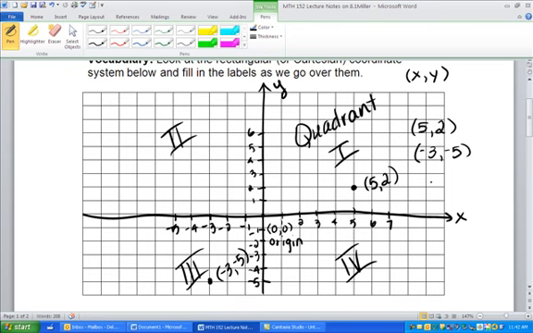Okay, and let's do one last one. -1, 6. You would start at the origin, go 1 to the left, and then up 6. And that's the point -1, 6. So that's how we graph the points. Hopefully all of this is a review. You should have learned this in Algebra 1.